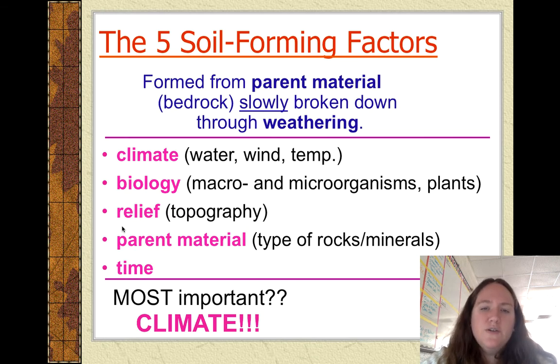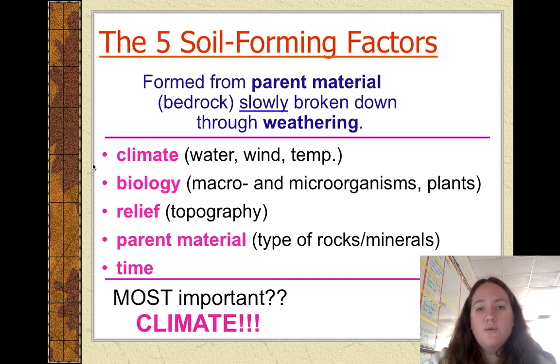So how do we actually form soil? The parent material is the stuff that is the rock that originally is going to be broken down. So that is the original rock. It's broken down through weathering and eroding. And these are the 5 things that can cause that weathering and eroding. So your climate is the most important piece. Please make sure you're aware of that.